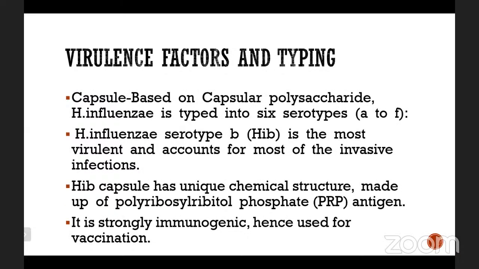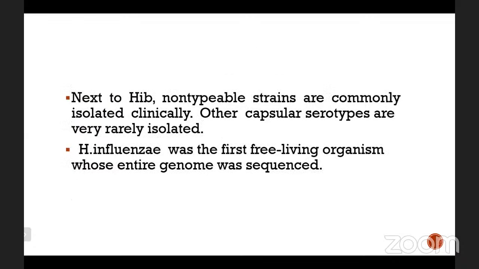Next is virulence factor and typing. Based on capsule polysaccharide, Haemophilus influenzae is typed into 6 serotypes, from A to F. Haemophilus influenzae serotype B is the most virulent of all types and causes the most invasive infection. The type B capsule has a unique chemical structure, made up of polyribosylribitol phosphate antigen, and it is strongly immunogenic. Hence, the type B capsule antigen is used for vaccination.